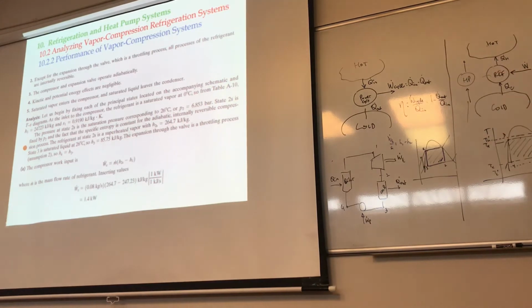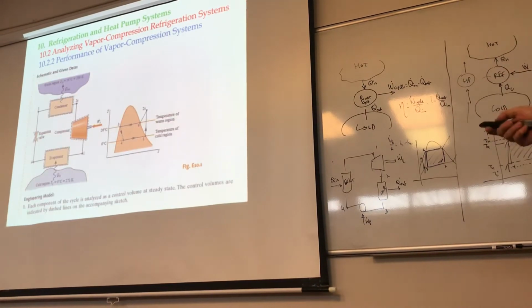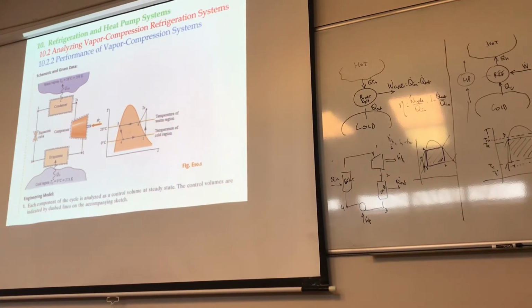In fact, look at this drawing right here. See when you draw it? 26 is right there, but now my temperature is going to be much higher than 26. But what I do know though is that this pressure is the saturation pressure that corresponds to the 26, which is again looking at that temperature, 6.853 bar. Okay, now you know that pressure.